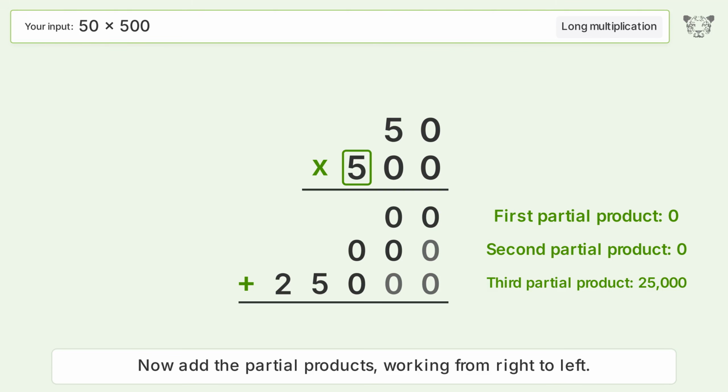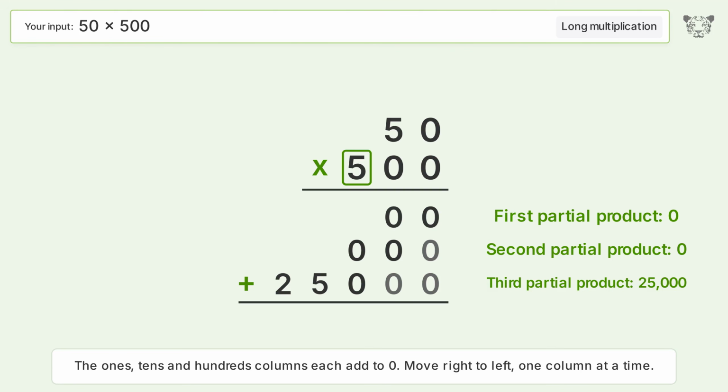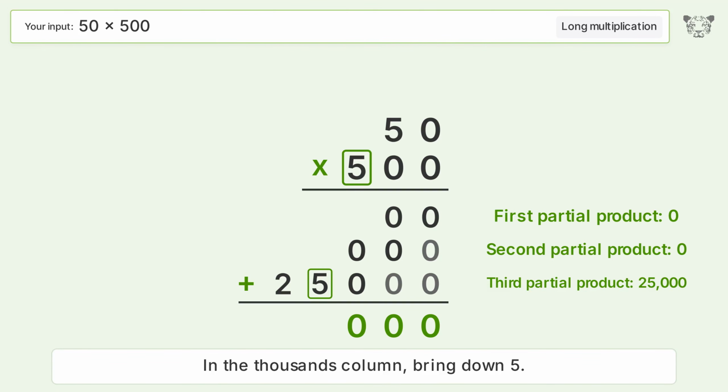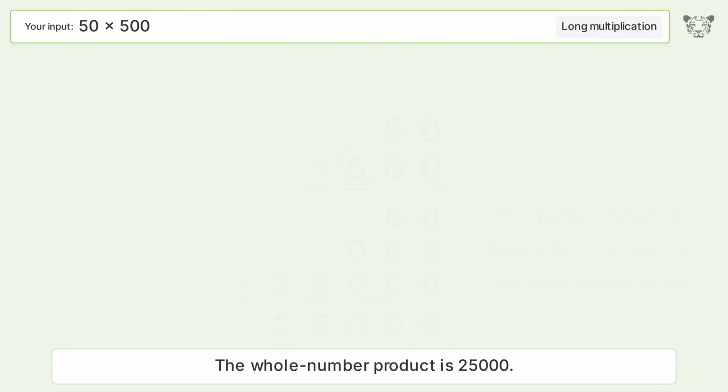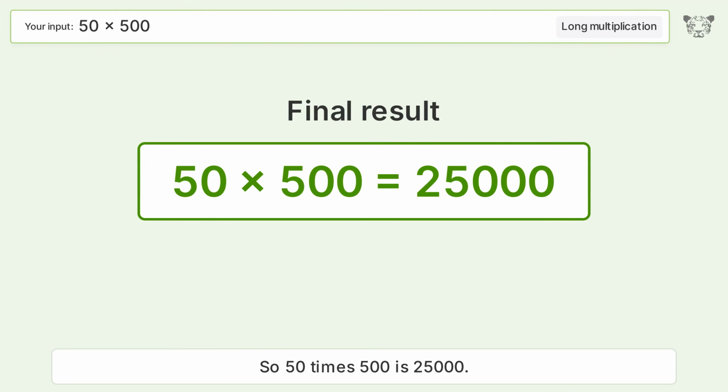Now add the partial products, working from right to left. The ones, tens, and hundreds columns each add to 0. Move right to left, one column at a time. In the thousands column, bring down 5. In the ten thousands column, bring down 2. The whole product is 25,000. So 50 times 500 is 25,000.